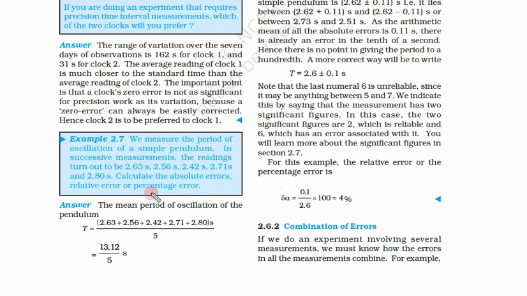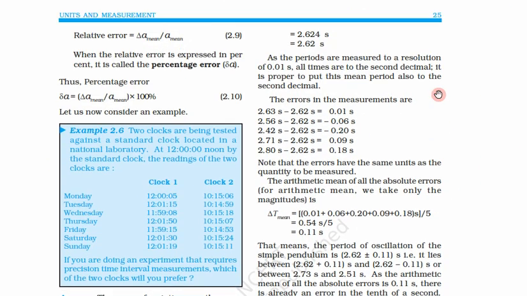First of all, we have to calculate the mean period. We will add all the time periods together and divide by the number of them, 1, 2, 3, 4, 5, divide by 5. So what we get is 13.2 upon 5 seconds. This is the average value of the time period, 2.624. So we have written it as 2.62.